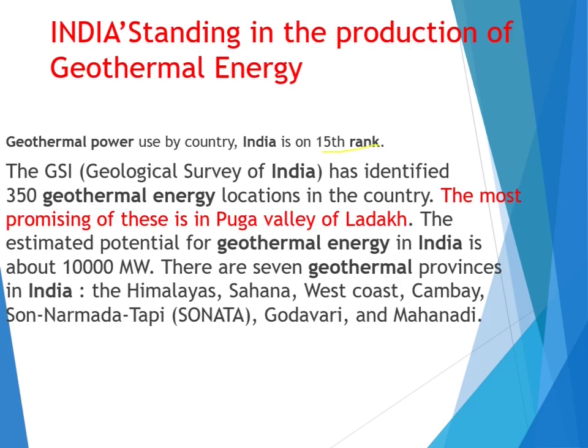The Geological Survey of India has identified 350 geothermal energy locations in India. The most promising of these is in Puga Valley of Ladakh. The estimated potential for geothermal energy in India is around 10,000 megawatts. There are 7 geothermal provinces in India. These are the 7 provinces.